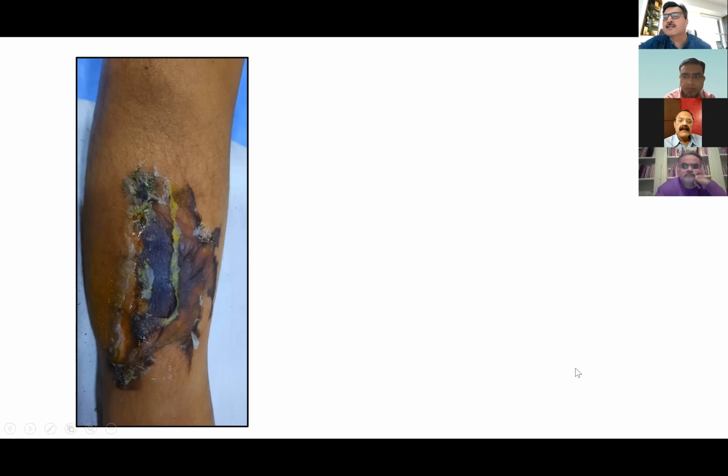Hello. Yes. So, sir, this is the picture on the third day, Gaurav. What is this bluish discoloration? Is it a surgical pen mark, or what is it? No. I mean, this might be a hematoma, and this skin looks all as if it has been burned.